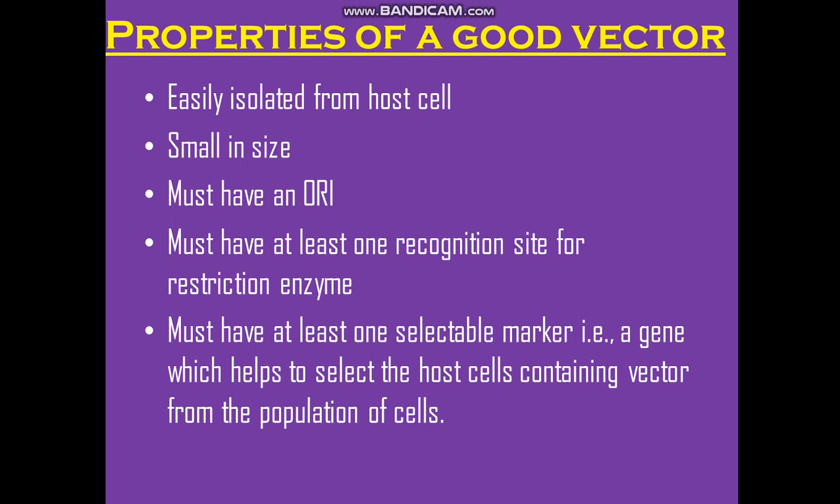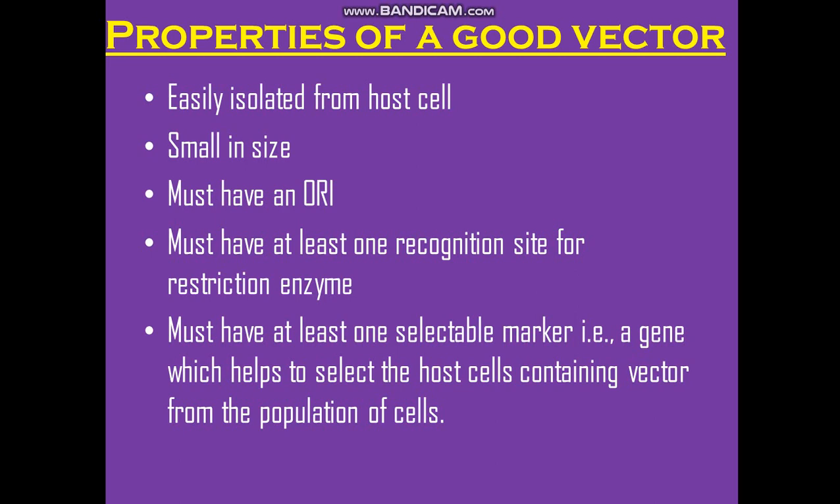Next is, it must have at least one selectable marker. That is a gene which helps to select the host cells containing the vector from the population of cells. This is a very important factor. Sometimes, when we are introducing the recombinant DNA, the recombinant DNA will have two things: the vector DNA plus the DNA insert.